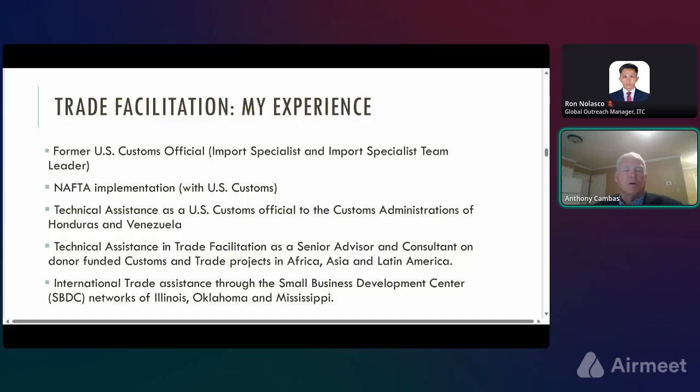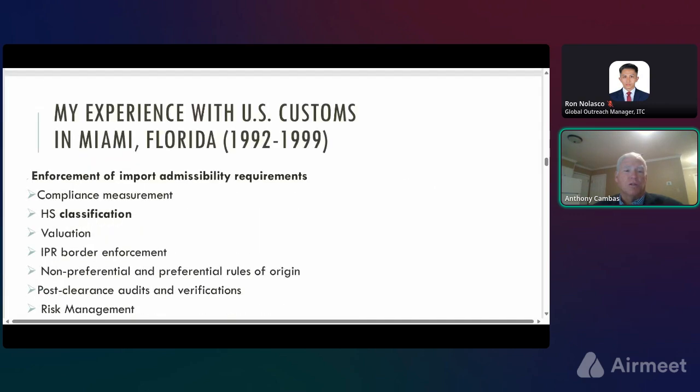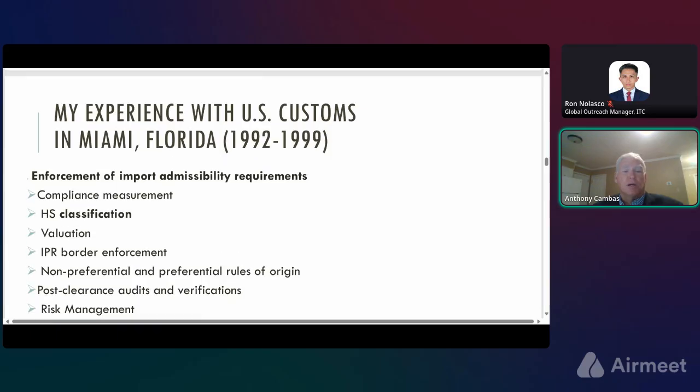and makes it difficult for companies to succeed in international trade, it's not good for the economy and economic development. And then once again, my current work with the Small Business Development Center and work around the world on different customs and trade issues. So when I was with the U.S. Customs, one of the key things, and I highlighted that, is enforcing import admissibility requirements.